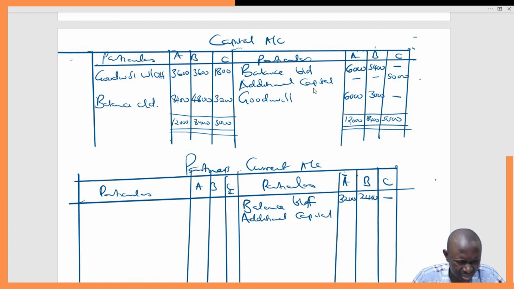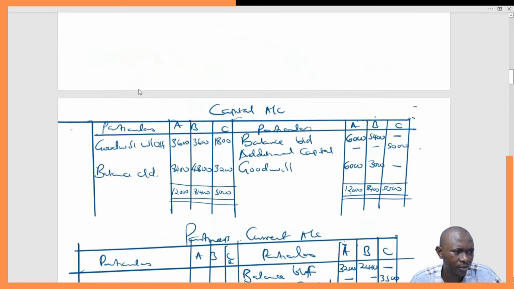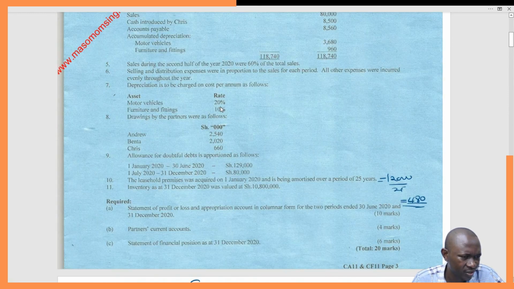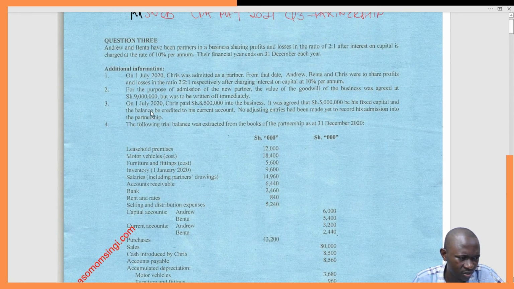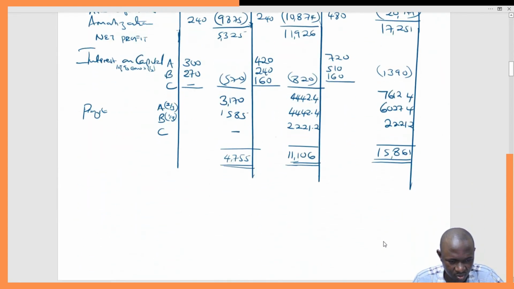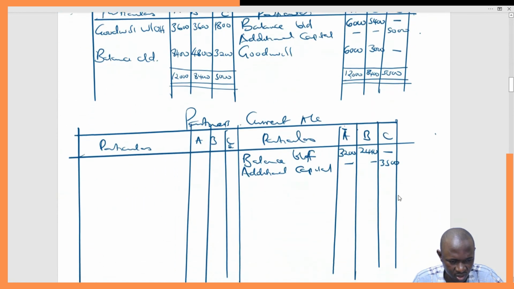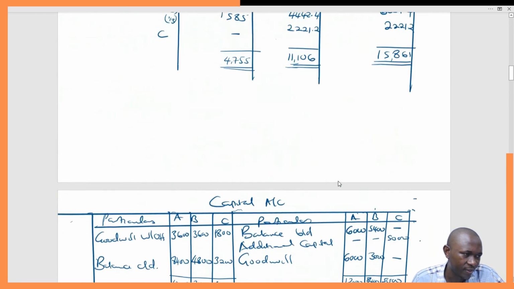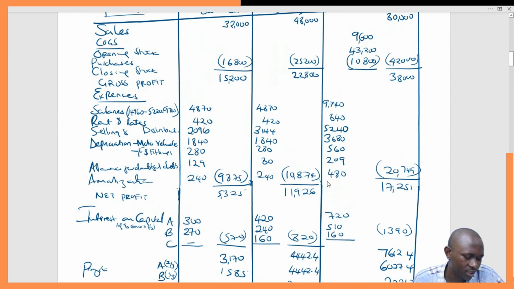I guess it was 8,500, if I'm not wrong, let me just confirm. He introduced 8,500, 5,000 of which was fixed capital, and the balance credited to his current account. This is capital, so it has to be credited. So we are crediting, and that explains why we have this on the credit side. Then after that, what else? Where do we go next?